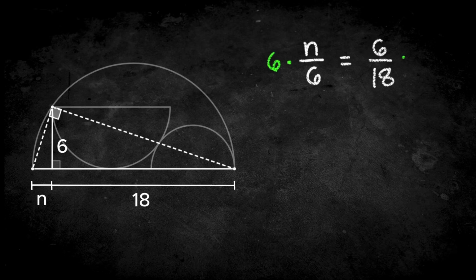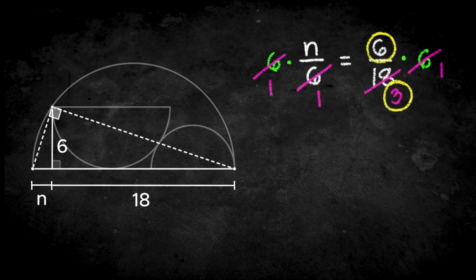Multiply both sides by 6. On the left side expression, 6 divided by 6 cancels out. On the right side, 6 divided by 6 is 1, and 18 divided by 6 is 3. And then 6 divided by 3 is 2. So, we get n equals 2.